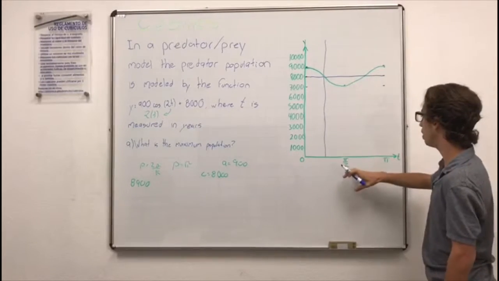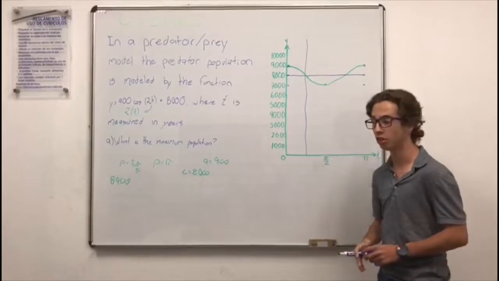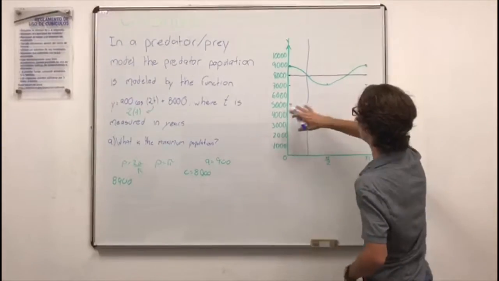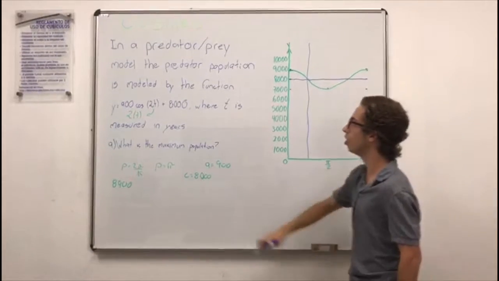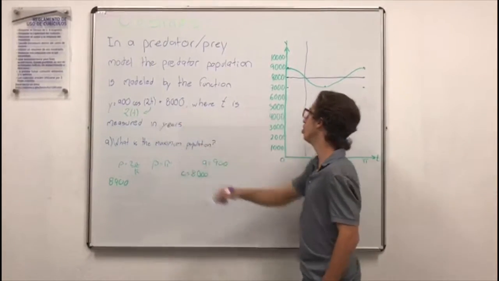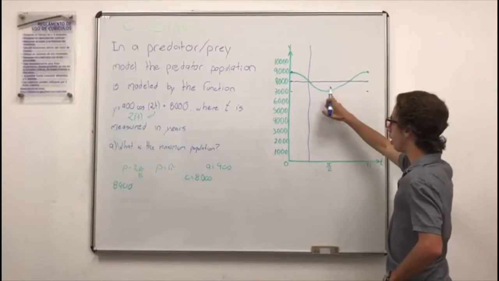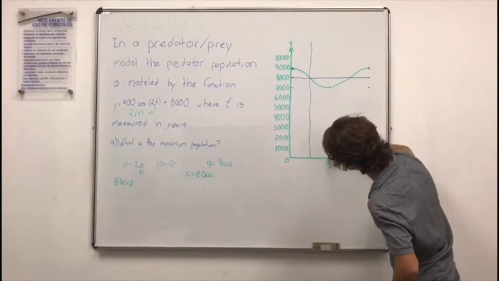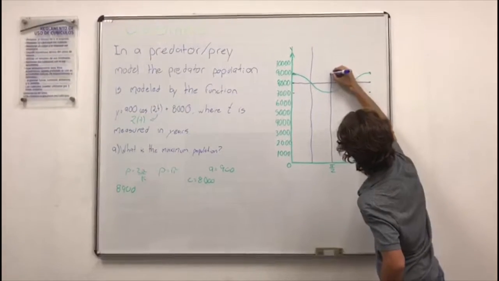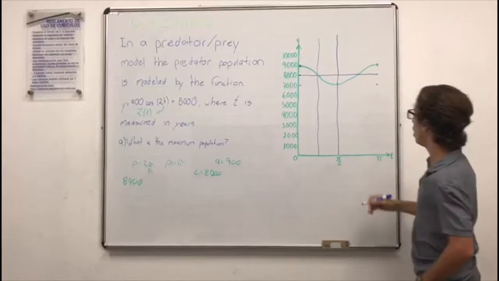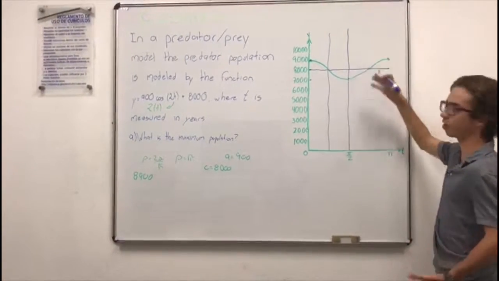And then after around 1 point something years, we will have the least amount of predators according to this graph. According to our function, we will have 7,100 predators. Let's just draw another line here.